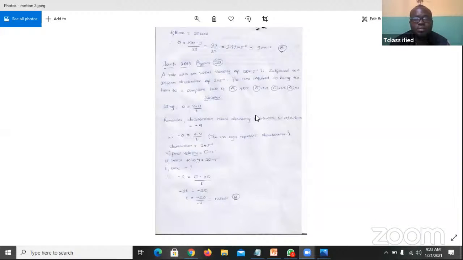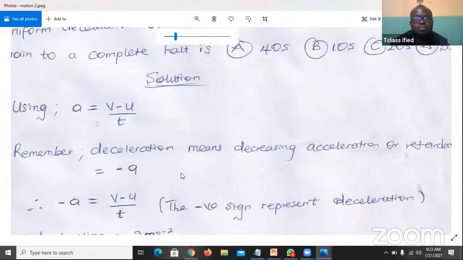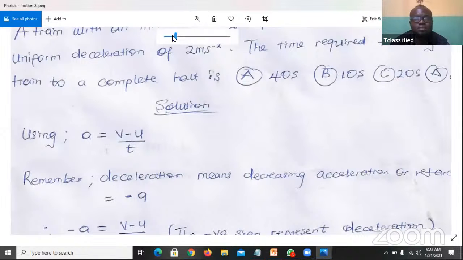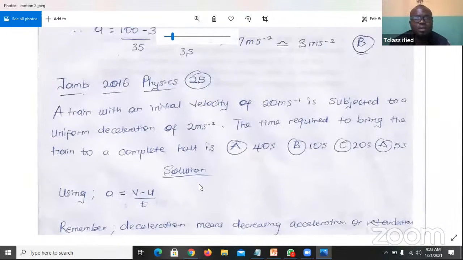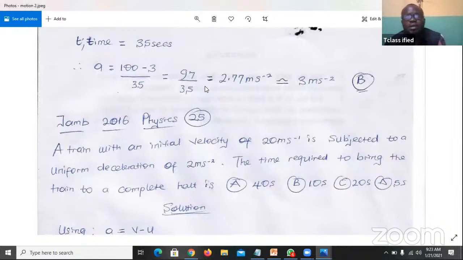Okay. So if you're able to solve this, A is equal to 100 minus 3 all over 35, which is 97 over 35, which will give us 2.77 meters per second square, which can be approximated to 3 meters per second square. Okay. So that is the acceleration.